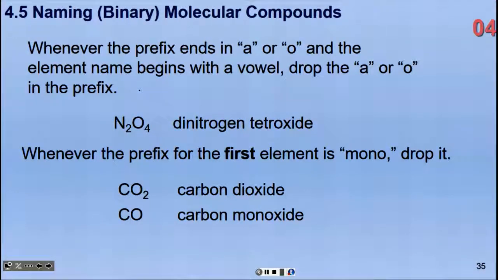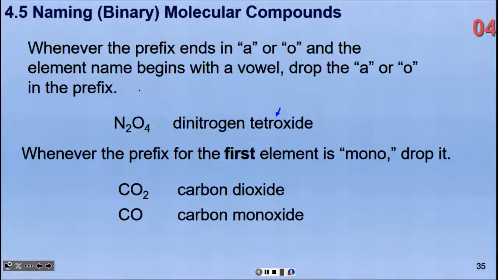Whenever the prefix ends in a vowel, A or O, like tetra, and the element name begins with a vowel, we will drop the extra vowels, A's and O's, in the prefixes so they don't get clumsy to say. So tetra ends in A, but we'll drop the A and call it tetroxide.